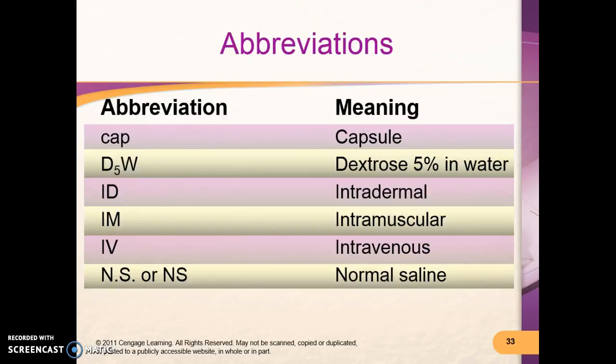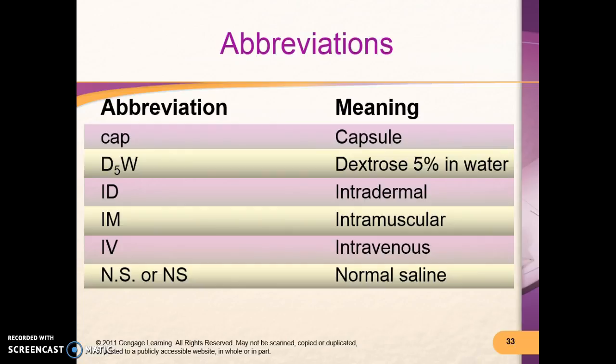And then last but not least, of course, there is the abbreviations associated with a lot of this terminology. D5W is a very common one. D5W refers to dextrose 5%. A lot of our intravenous medications are going to be added to a D5W bag. Normal saline is another one. So NS or N period S period.